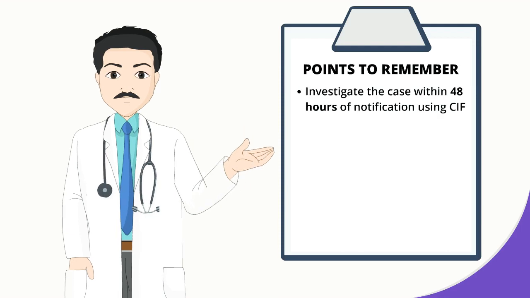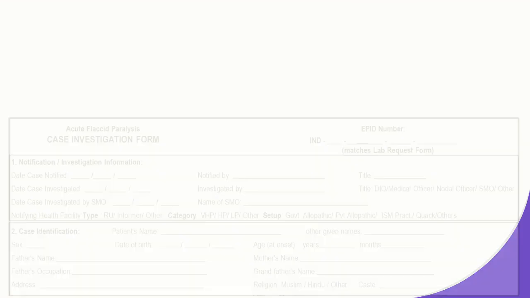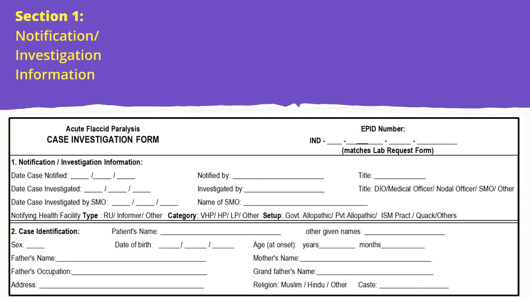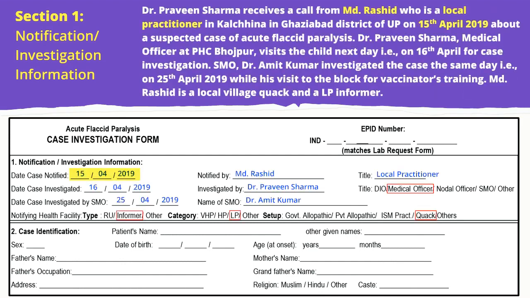Investigate the case within 48 hours of notification. All sections should be filled correctly and completely. First section is on notification and investigation information. This section is important to understand the sensitivity of surveillance system to detect the case early and to investigate the case within 48 hours of notification. Case was notified on 15 April and was investigated on 16 April.